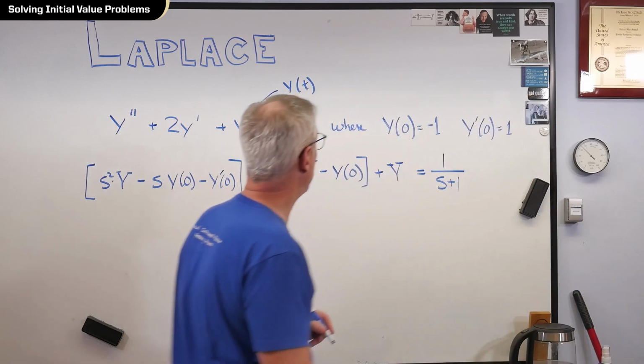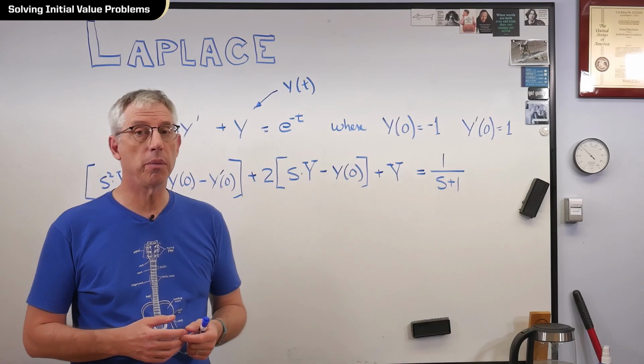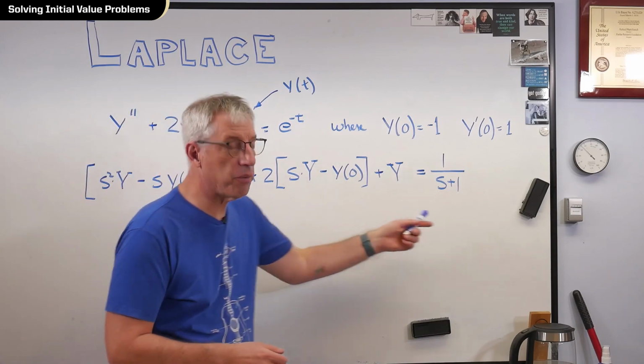1 over S plus 1. So that's it. All right, so let's make sure we know what we're about to do here. We've got all this stuff written out on the board.